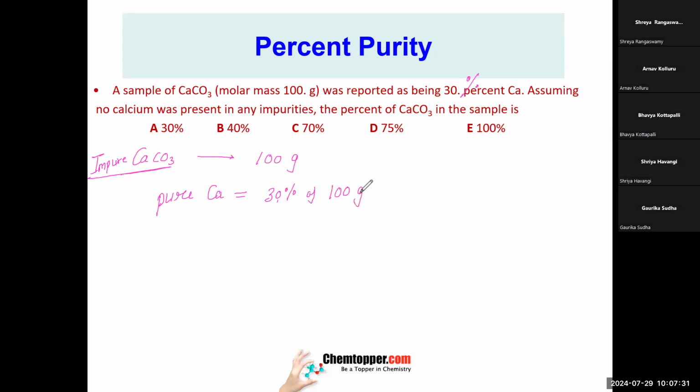Now this question is exactly the same as what we did earlier. So 30% of 100 grams is 30 grams of calcium. This is pure. Now, can you tell me the planning, children? How can I use this 30 grams of pure calcium in the given sample to get the grams of pure calcium carbonate? Exactly the same question we did earlier. You will go from grams of calcium to, this is pure. Start with this.